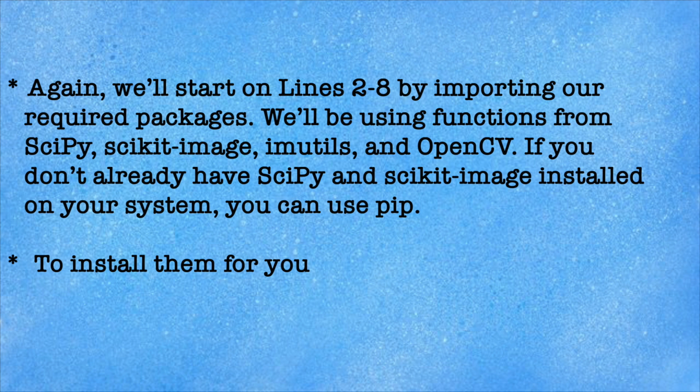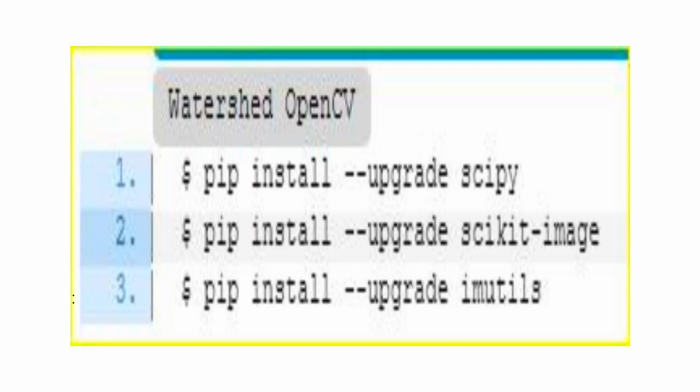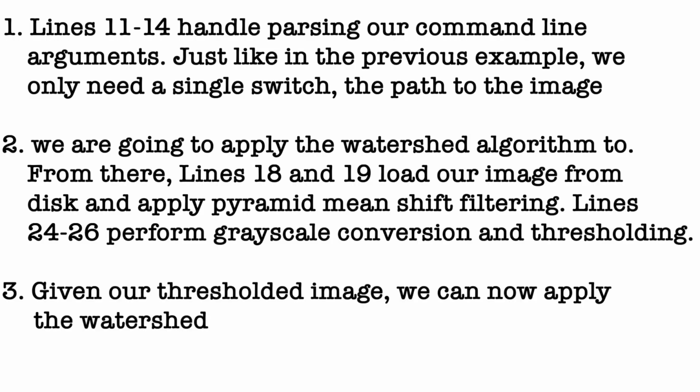If you don't already have SciPy and scikit-image installed on your system, you can use pip to install them for you. This is the code for watershed OpenCV, where we pip install SciPy, scikit-image and imutils. Lines 11 to 14 handle parsing our command line arguments. Just like in the previous example, we only need a single switch, the path to the image we are going to apply the watershed algorithm to.